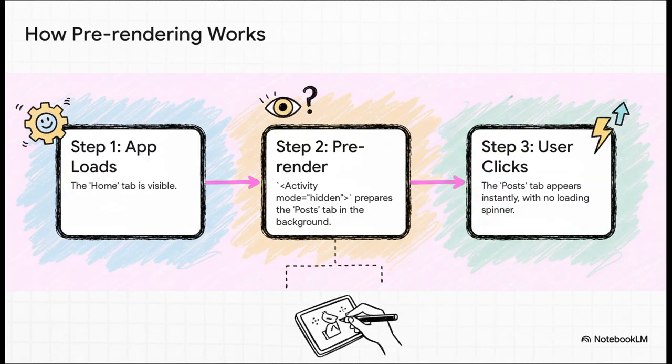Step 1, your app loads, maybe on the Home tab. But look at Step 2. In the background, Activity is already silently preparing the Posts tab, fetching its data. So what happens in Step 3 when the user finally clicks? The Posts tab appears instantly. There's no loading spinner, no waiting. The content is just there.